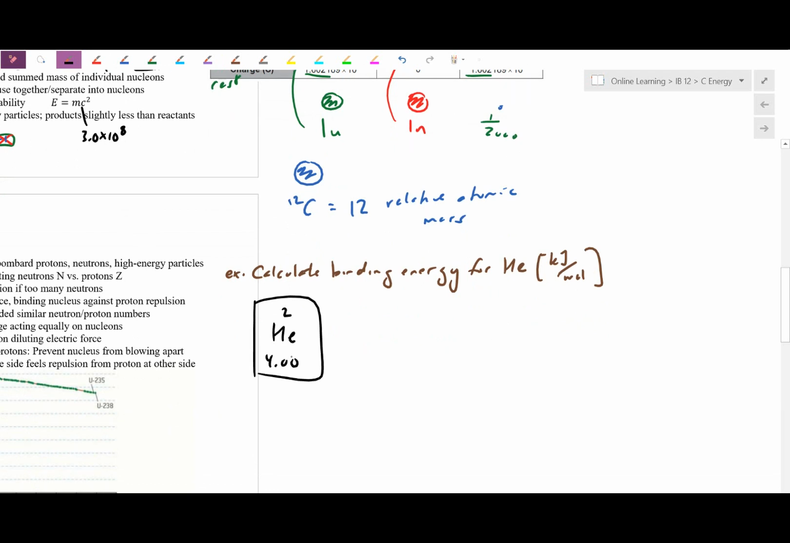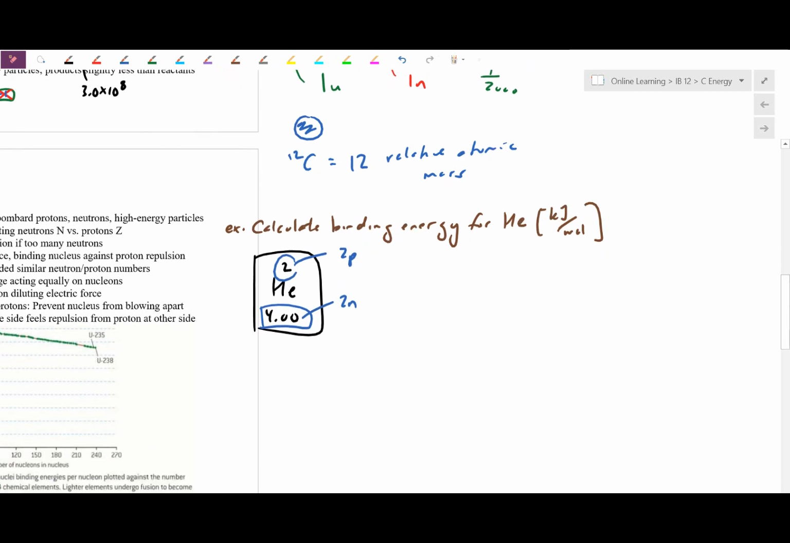It should be a 4.00. The atomic number 2 tells you that you have 2 protons. The total mass comes from protons and neutrons, which means I also have 2 neutrons. Realistically, this helium should be 2 protons, 2 neutrons, as well as 2 electrons. For most of these calculations later on, I don't worry about the electrons because I'm just worried about the particles of the nucleus, but I'm just going to show you how this works here.